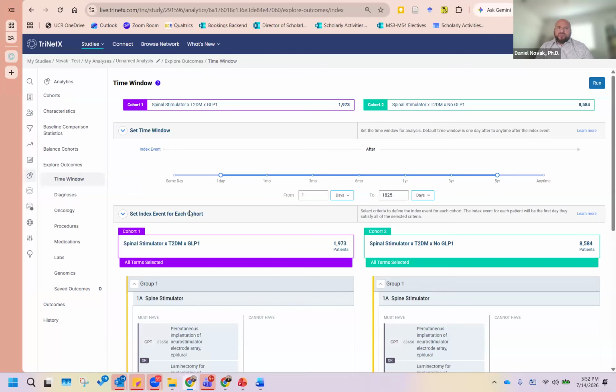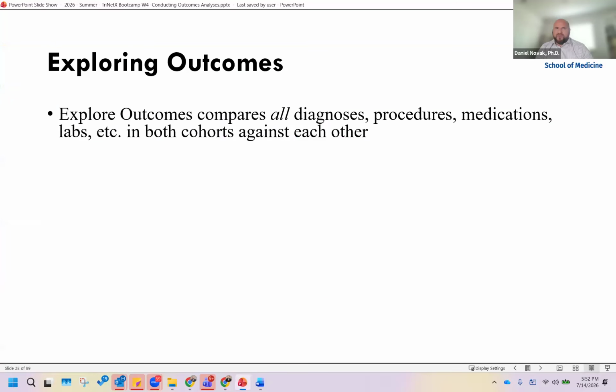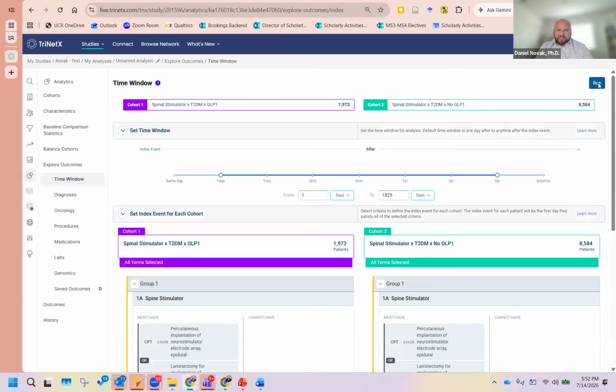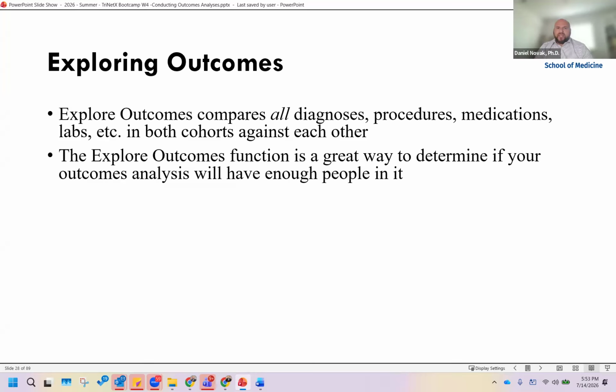So what this tool allows you to do is, before you move on to the process of propensity score matching, load up a lot of different factors and your time frame and see how well your analysis does before you get into it. It compares all diagnoses, procedures, medications, labs in both cohorts against each other. I'm going to turn it on just so you can see. So you can get a sense of whether your outcome analysis is even going to have enough people in it to function as an analysis.